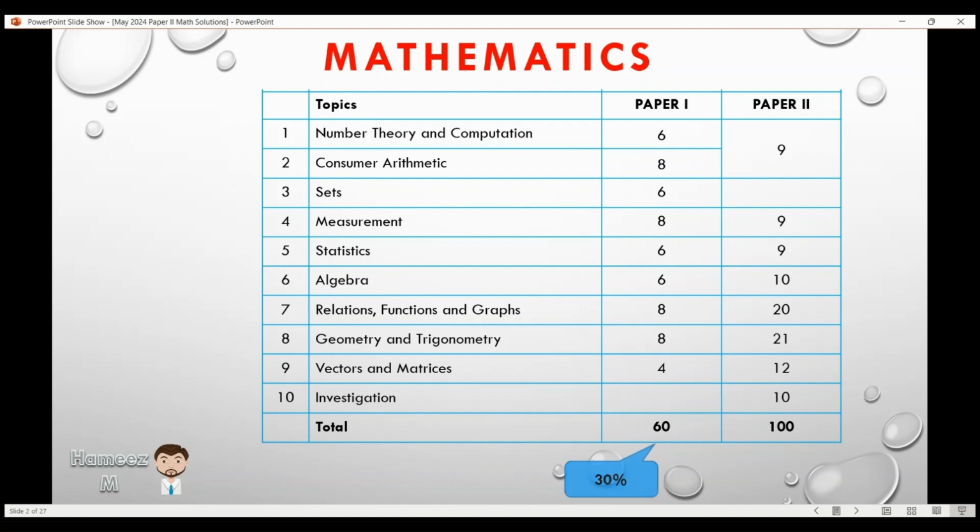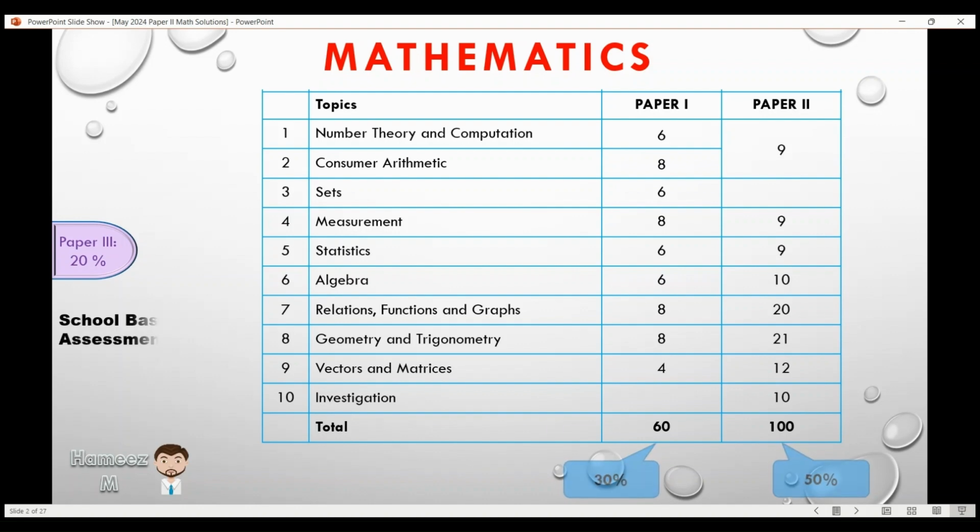Let's now look at the mathematics syllabus itself, and we can see that there are 10 major topics. Paper 1 is worth 60 marks, which are the multiple choice questions, with an overall weighting of 30%, while paper 2 is out of 100, which is what this video is about, and it's worth 50%. We also have a third paper, which is worth 20%, which brings us up to 100%.